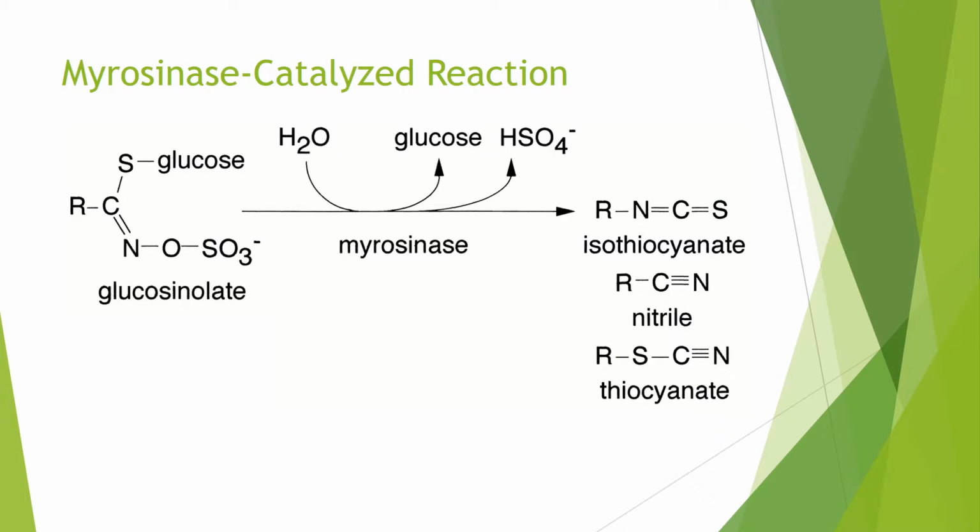Here's the actual reaction that myrosinase catalyzes. So the plant uses myrosinase to convert glucosinolates to toxic products like isothiocyanate, thiocyanate, and nitriles. It hydrolyzes it, removes the glucose and hydrogen sulfate, and then forms one of those three products, and all three of those are toxic to any animal or insect that's trying to eat the plant.